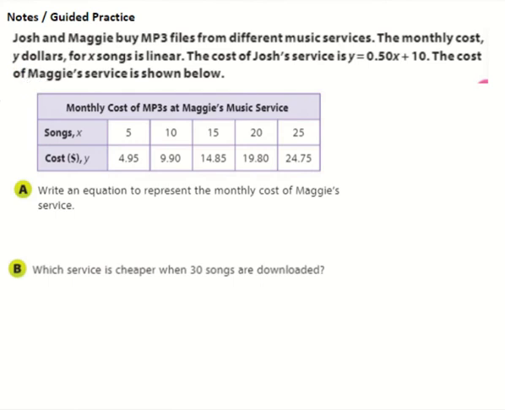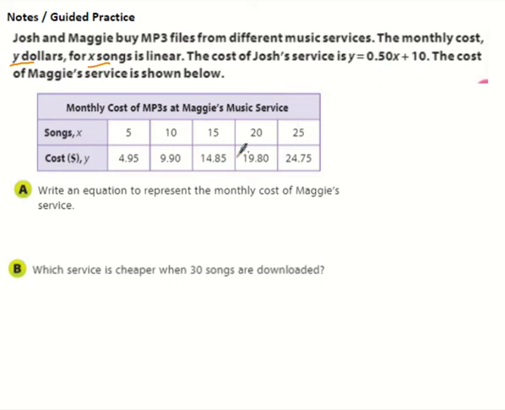So, Josh and Maggie buy MP3 files from different music services. The monthly cost, Y dollars, for X songs is linear. The cost of Josh's service is here. So here we have how much Josh pays. This is 50 cents per song, plus it looks like he has to pay $10 a month just for having the service, and then an additional 50 cents per song.